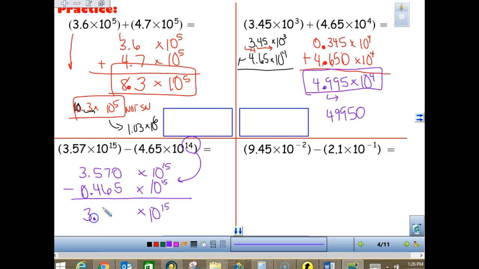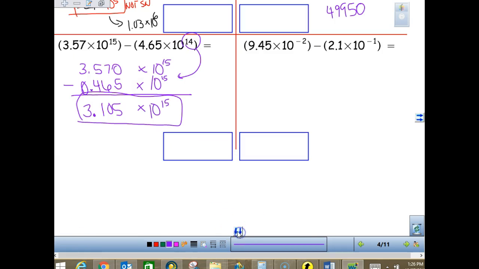3.105. We're not adding them, right? We're subtracting 105. This is scientific notation. Don't have to change anything. So far, the most common mistake that people have gotten in their homework is they'll get an answer something like 31. Like in this answer, they leave 31.05 times 10 to the 15.